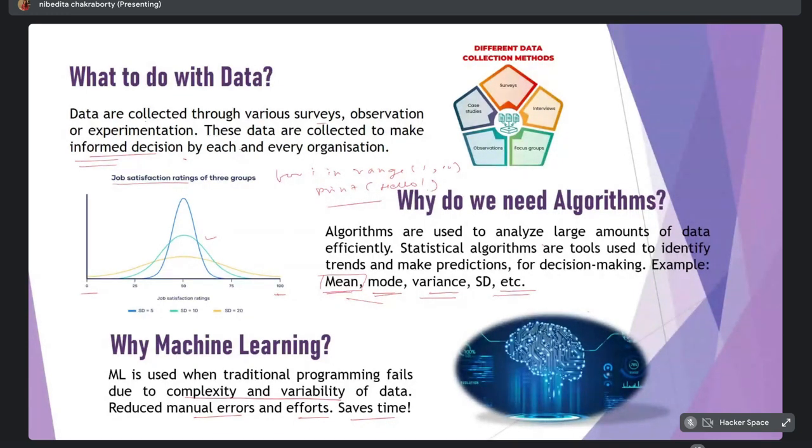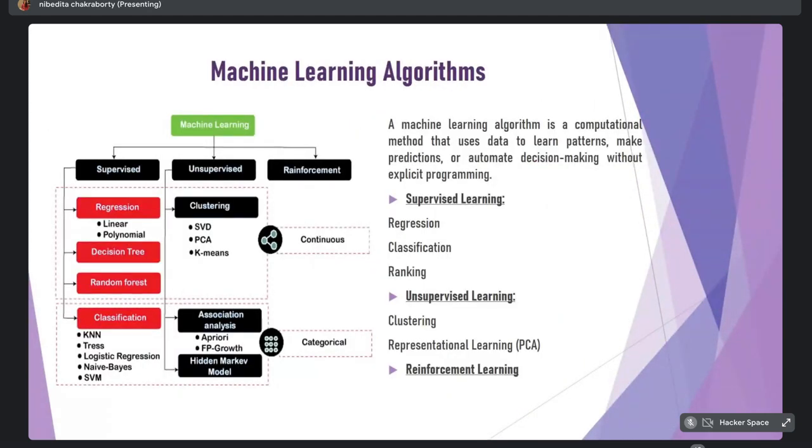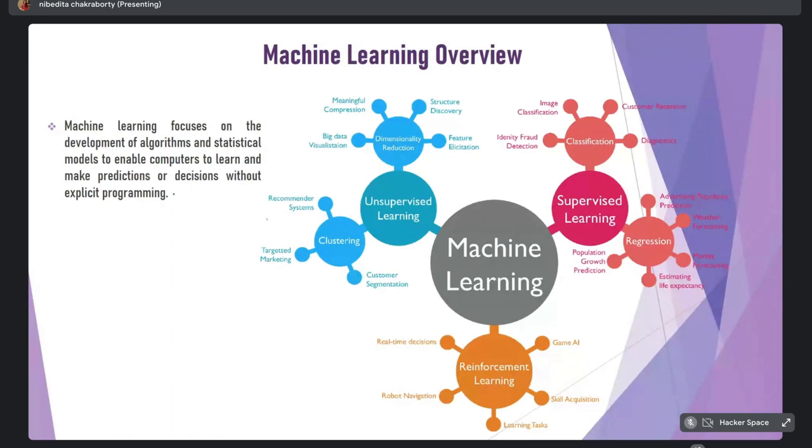No questions? Okay. So after knowing what data is, we will see what machine learning is. As we see in this big picture, there are a lot of types of machine learning. In fact, machine learning is a very broad field. These 3 types are not the only types. New types of machine learning are coming up every day. Research is still going on. As we discussed, machine learning develops algorithms which are statistical or use probability to enable computers to learn and make predictions.